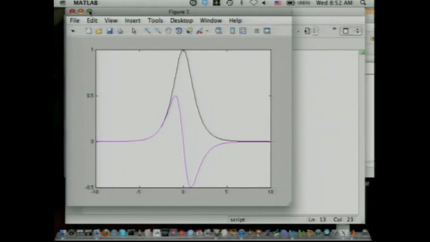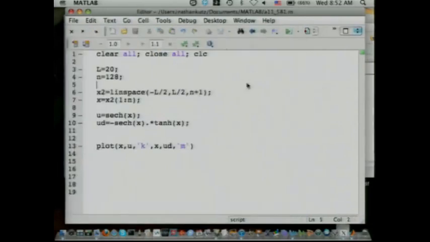There is the function. There is its derivative. And I want to calculate those things. These are exact. I want to see how well I can do by approximating this magenta curve with the FFT. So here's what we're going to do. We're just going to say, okay, I want the derivative.